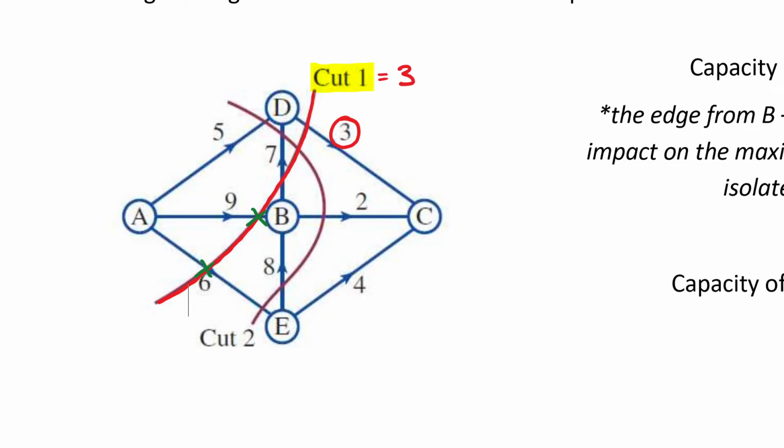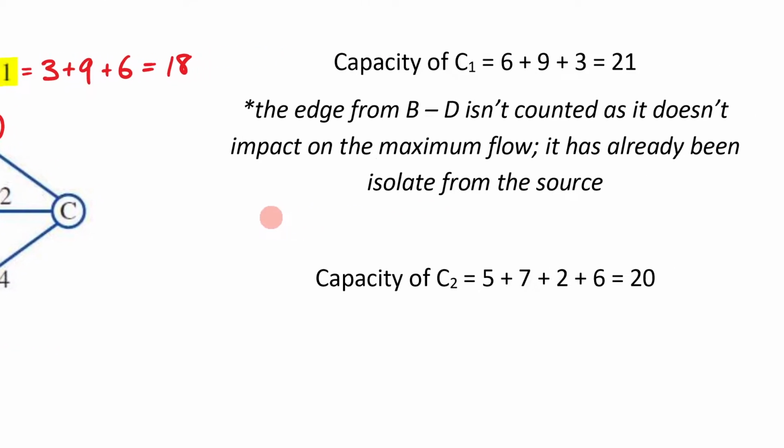So you always need to be aware of what you should and shouldn't include. So we don't include 7 here. We do include 9, and we do include 6. Now, if we add these all up, 3 plus 9 is 12, plus 6 is 18. And that's exactly what we see over here.